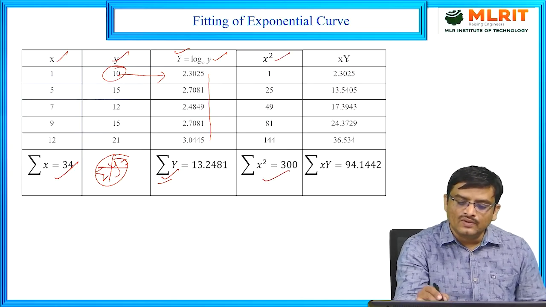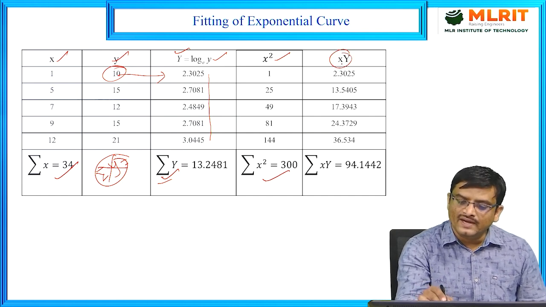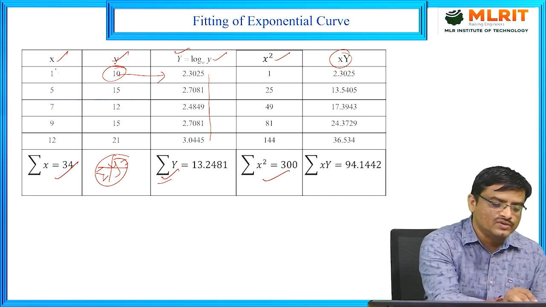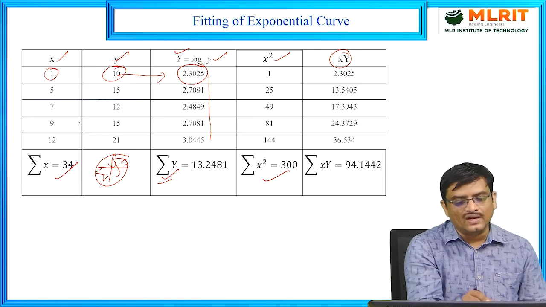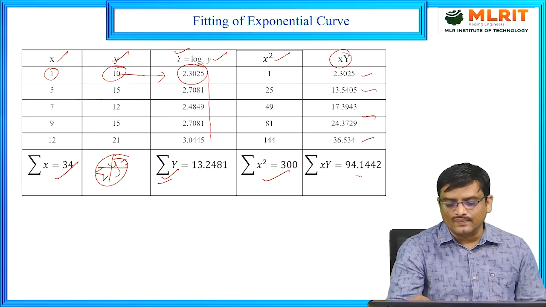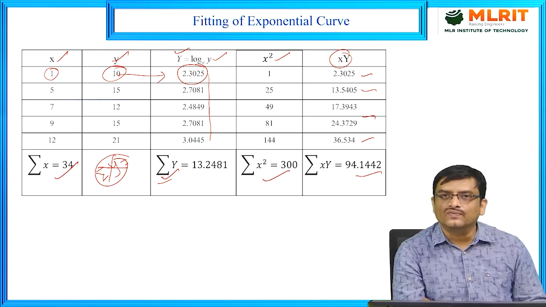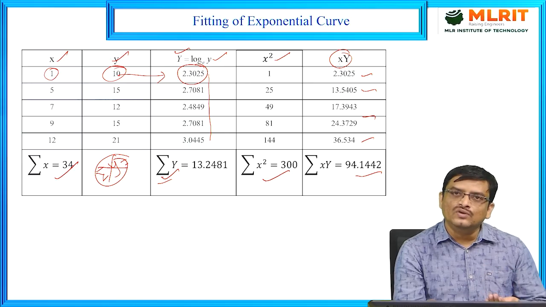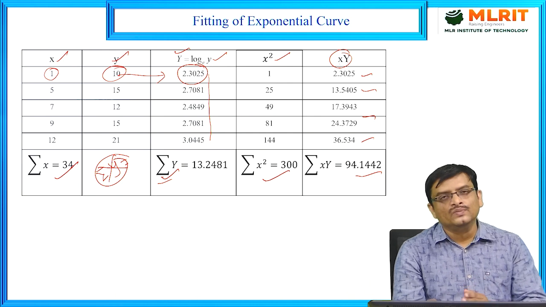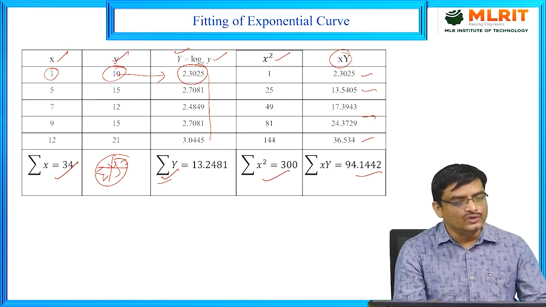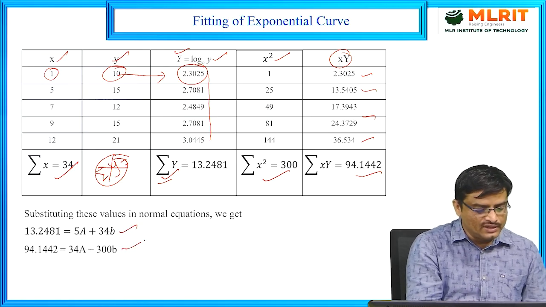Now in our normal equations we have summation small x into capital Y. For this purpose I am finding small x into capital Y. This is our small x values, and this is our capital Y values. You multiply the first column and the third column values, write them down here, and find the sum. So totally you will get summation x into Y is equal to 94.1442. Like this, whatever values we want in the normal equations, we find them by constructing this table. Once it is completed, we are ready to substitute these values in the normal equations. If you substitute this, you will get these two normal equations.